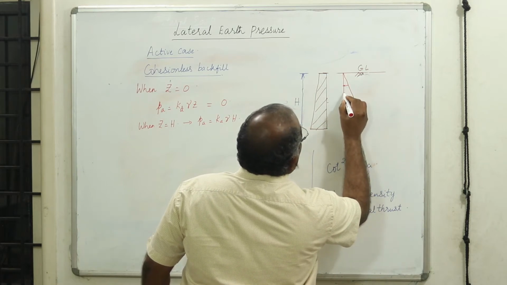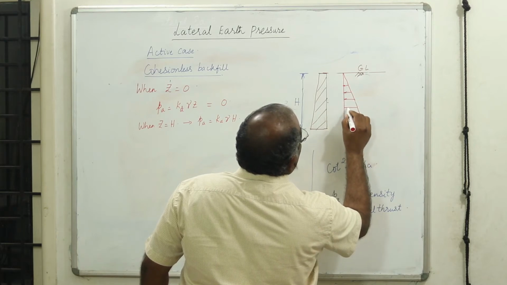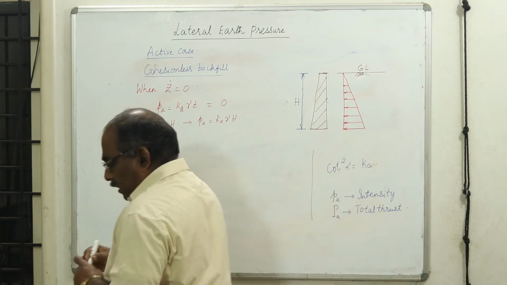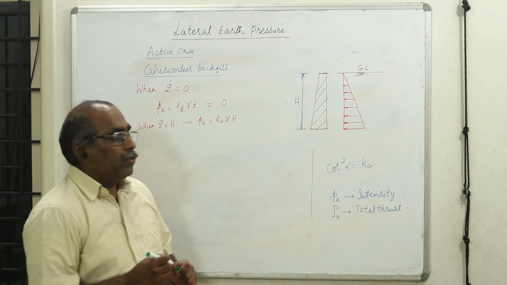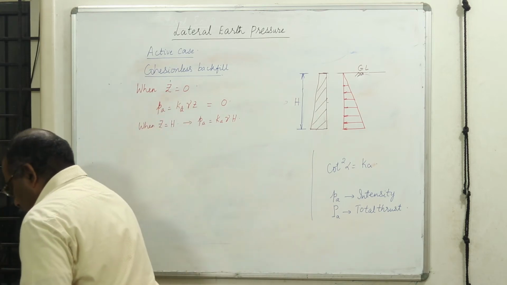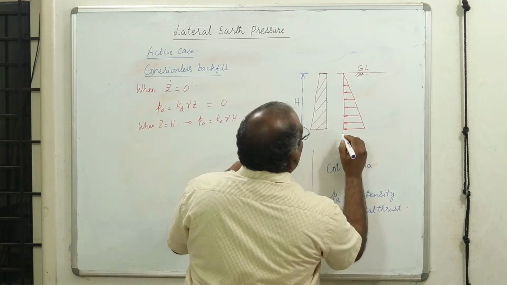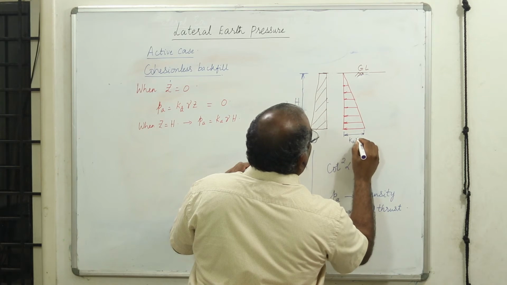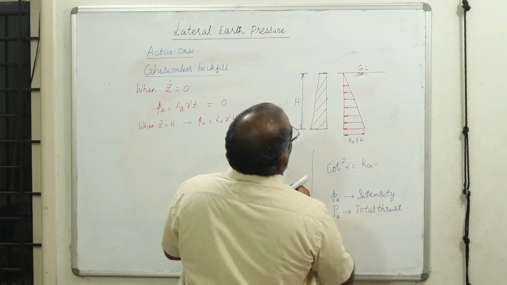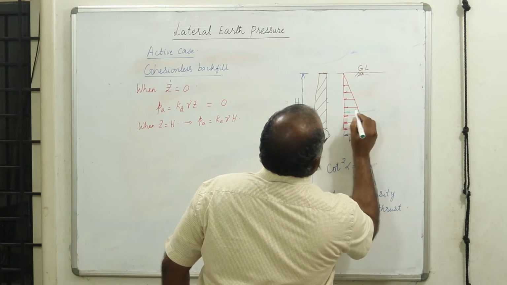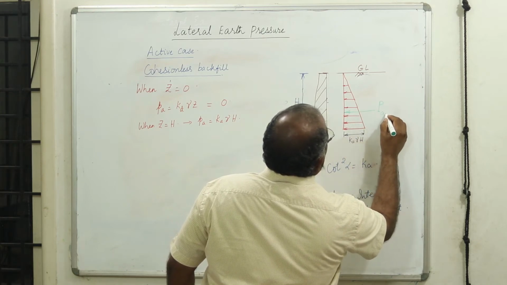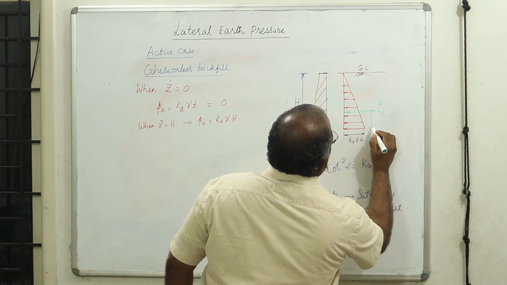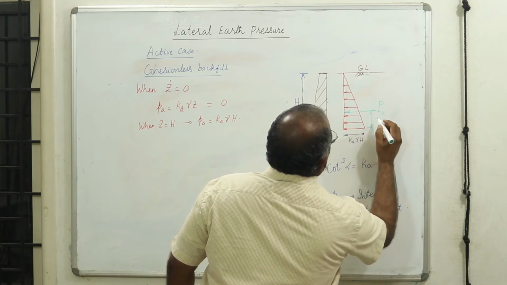This is the variation of pressure distribution. Now we are interested in the total thrust. This value is K gamma h. So now I need to find out what is the total thrust. The total thrust is capital PA. This is the thrust. Now we need to also find out its location. All our efforts is to find out the intensity plus the total thrust.